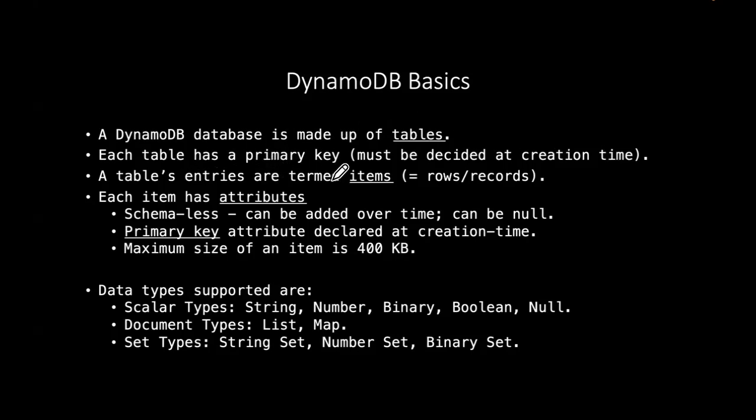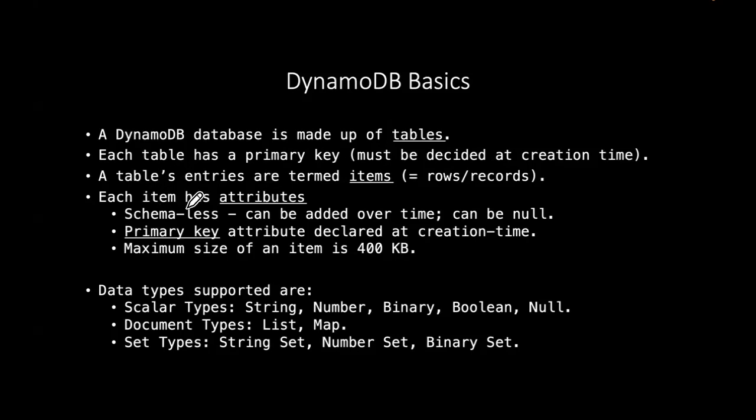A slight change in terminology here. A table's entries are termed items. So we don't use the word record when we talk about DynamoDB. We talk about items, but they're essentially one and the same thing, it's just terminology. Each item has attributes. We talk about records having fields. Well, in the DynamoDB world, we talk about items having attributes.